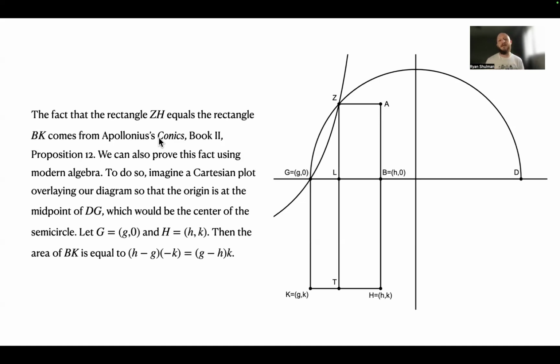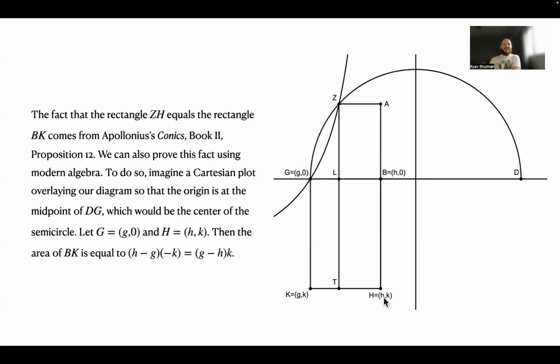And the way that I did that was by using, of course, modern algebra. So my method was to imagine that all of this was actually in a Cartesian plot, where the origin of the Cartesian plot was at the midpoint of DG, so the center of this semicircle, the center of the diameter of the semicircle. Then I said that this point G is going to lie on the x-axis. Here's the x-axis of our Cartesian plot. G lies on the x-axis. We'll say it's at some point g, 0. And the other point that we need to put coordinates to is the point H down here, which I said let it be at little h, little k.